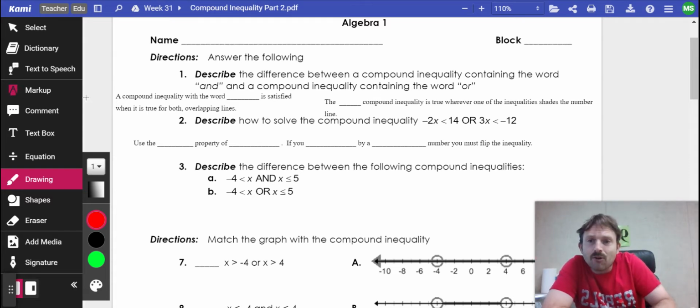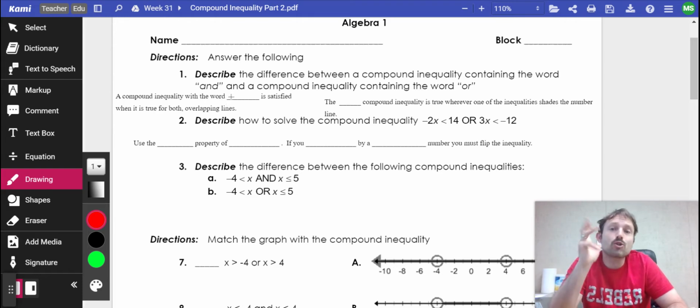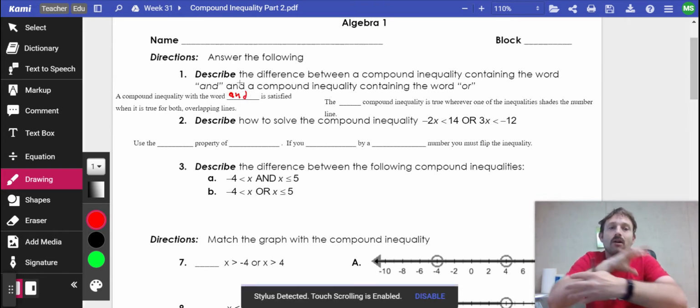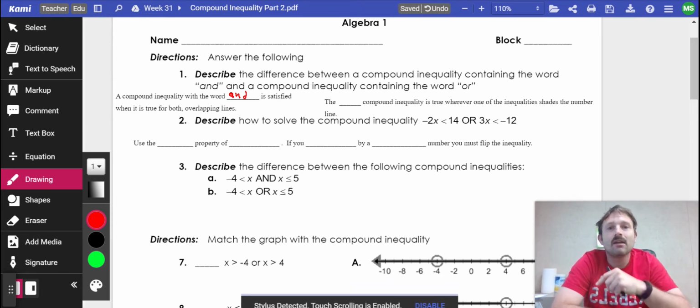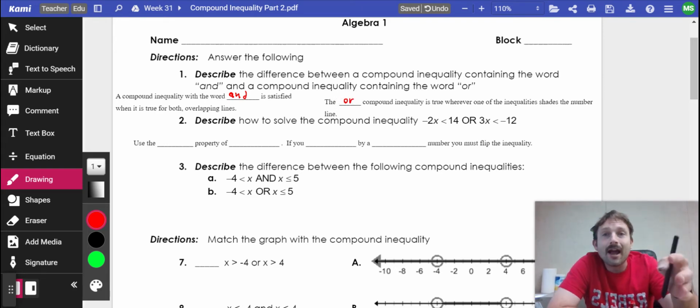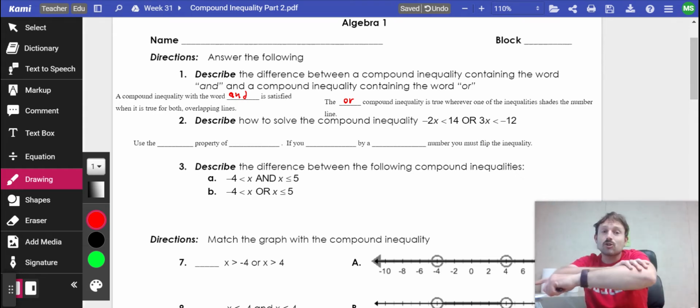So a compound inequality with the word "and" is satisfied when it is true for both, so when both lines overlap. That means when it's the "or" inequality, that is true wherever one of the inequalities shades the number line. So wherever the line points, that's true.